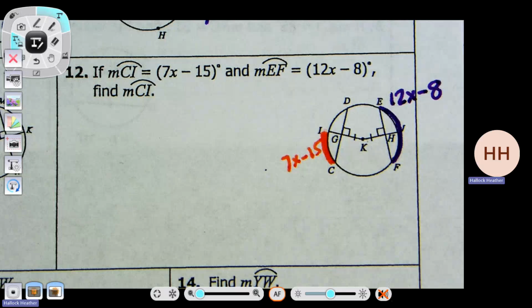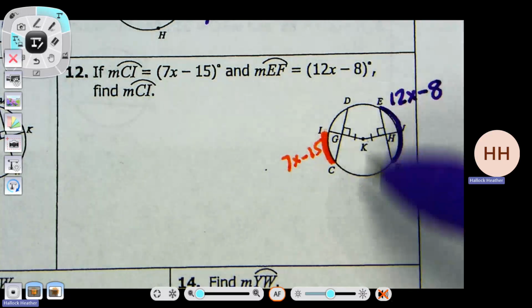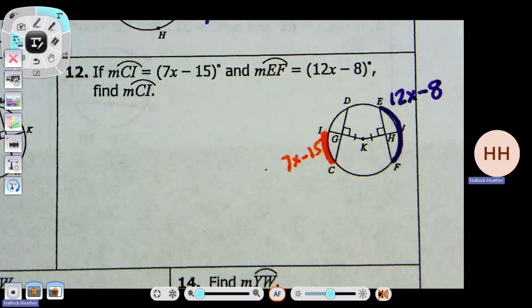Do they look equal? No. You said 156. No, we're not doing 360, because I don't know enough information. I don't have DE. I also don't have CF, so I can't make 360. Not 180, because it doesn't go through the center. It's not like a straight line. Not 90, because it's an arc.